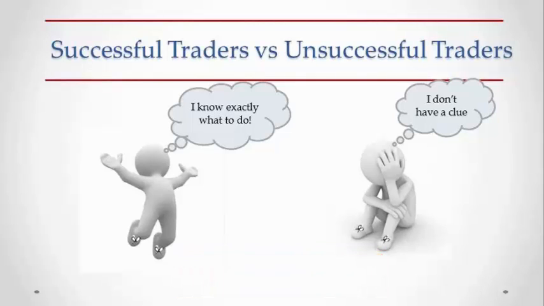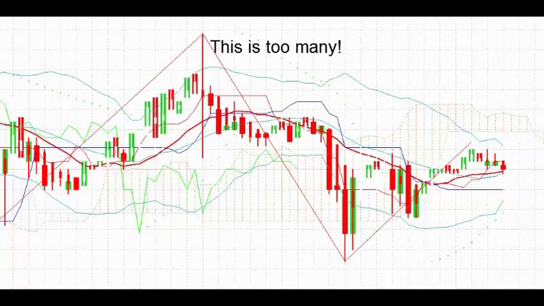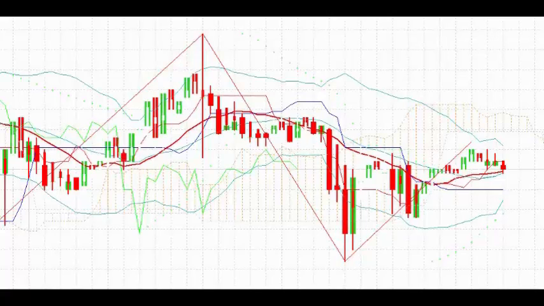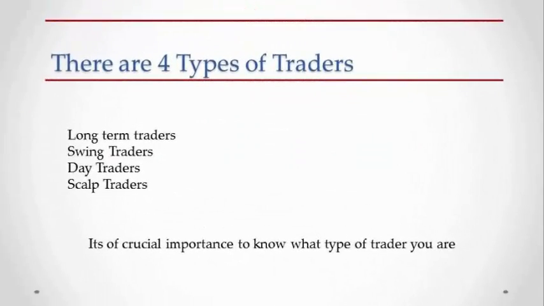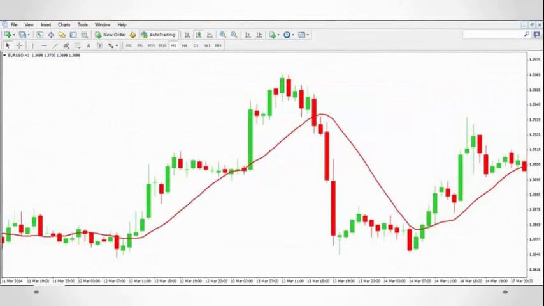Once it becomes clear how useful indicators can be, there can be a tendency to use too many indicators on one chart. A question I get asked quite often is how many indicators should I use and how many is too many? The correct number of indicators will vary from trader to trader depending on what type of trader you are. There are 4 types of traders. There are long-term traders, swing traders, day traders, and then you get the scalp traders, which are sort of like day traders on steroids. Specific indicators are designed to perform specific tasks.